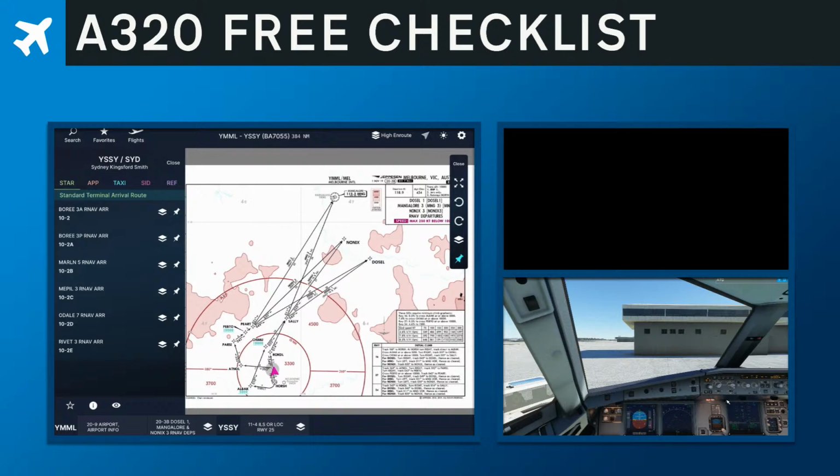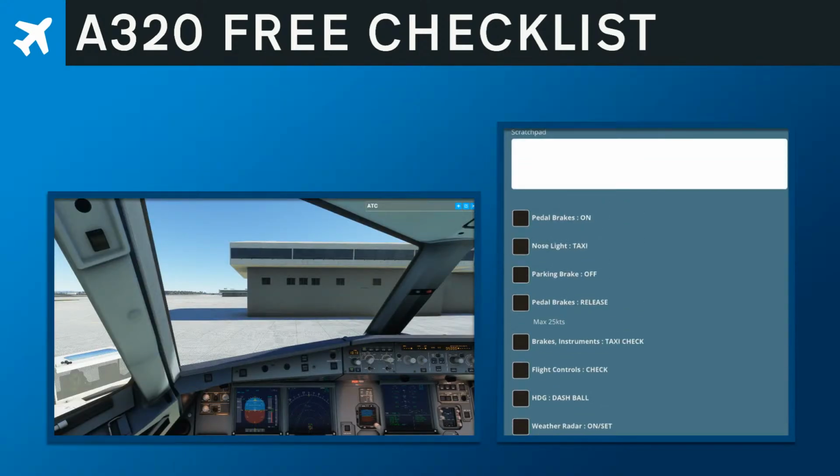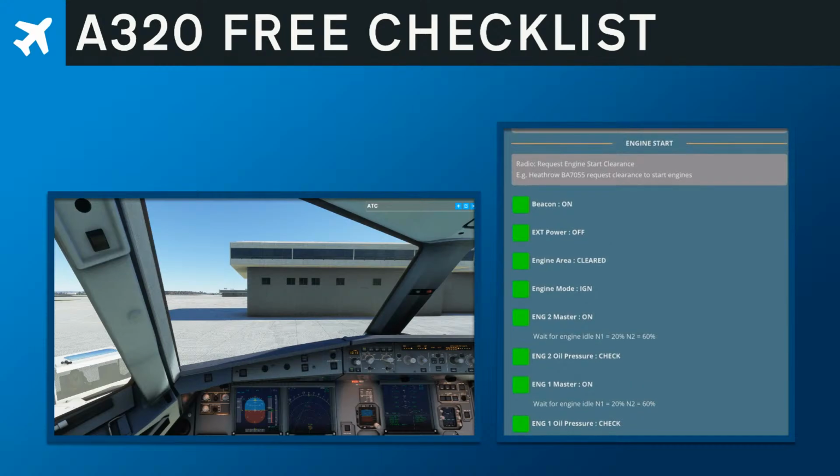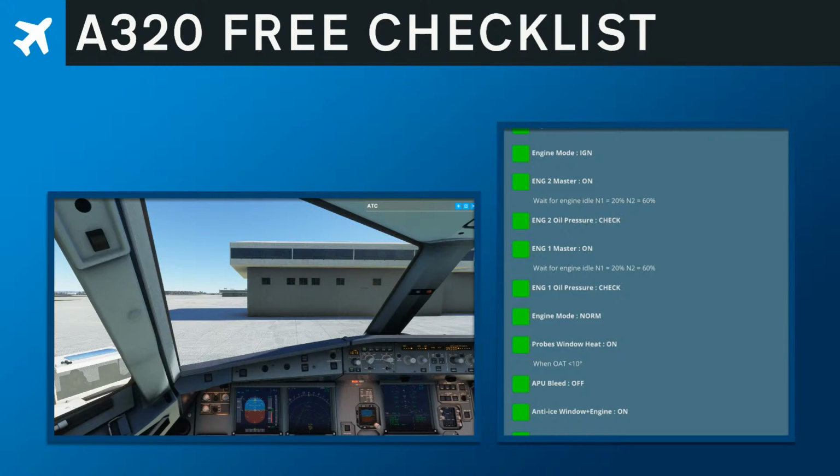Okay. What we can do is come back to the checklist. Yeah, so what we didn't do was request the pushback. It's on the checklist, I just didn't do it. So what we're going to do is tune in to ACT, ground services, and request pushback. Melbourne ground BA 7055 Bravo Alpha 7055 requesting pushback.